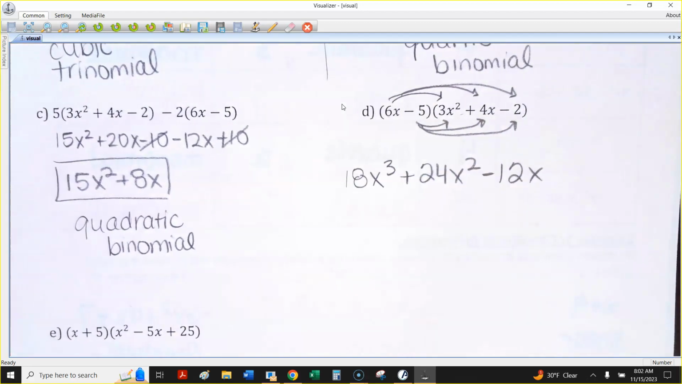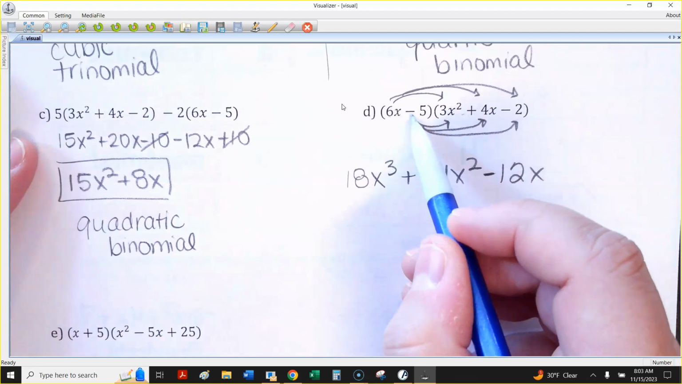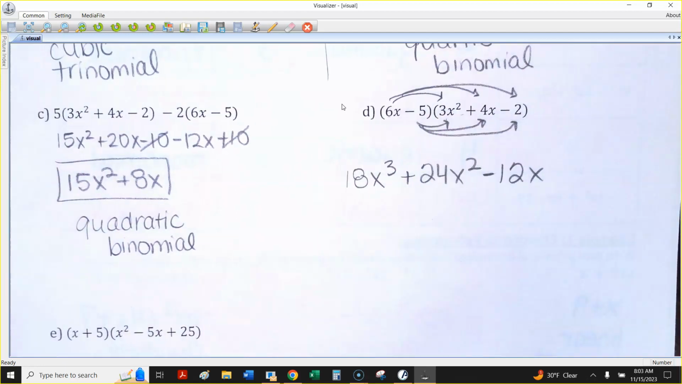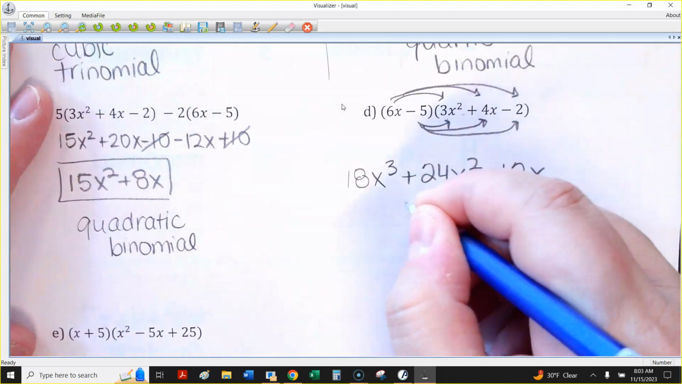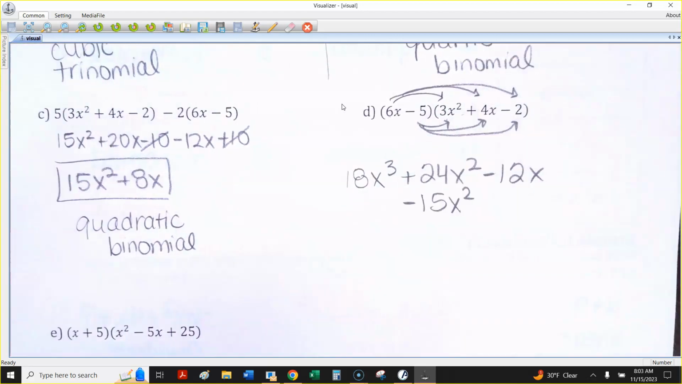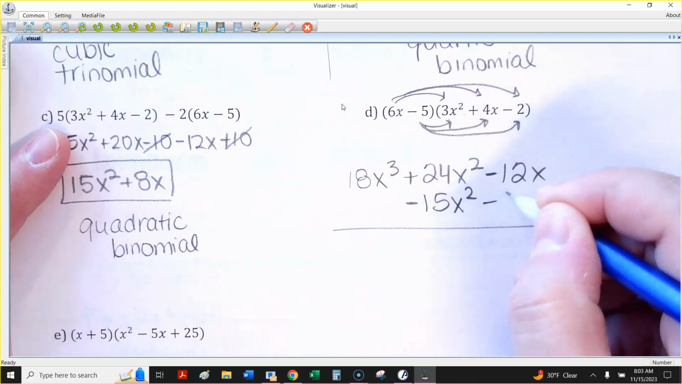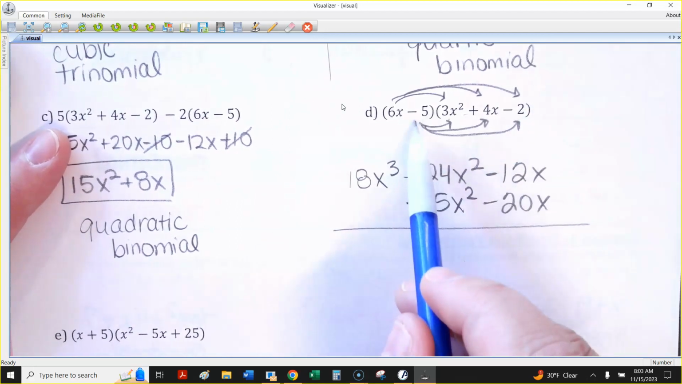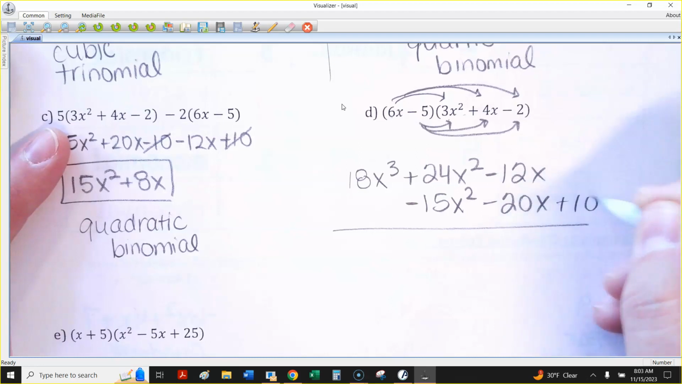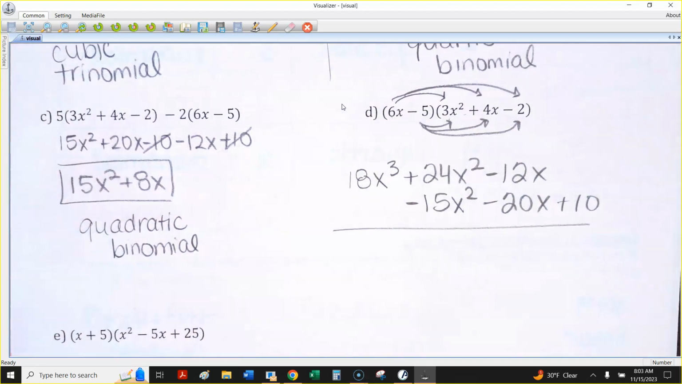Now this is what that teacher showed me that I think is cool. When I multiply everybody by -5, I just line the like terms up underneath each other, vertically. So if I do -5 times 3x squared, that's going to be -15x squared. I just write it underneath the other term that has the x squared, and I'm going to add these vertically. If I do -5 times 4x, that's -20x. And if I do -5 times -2, that's +10. And that just makes it a little bit easier to combine like terms.